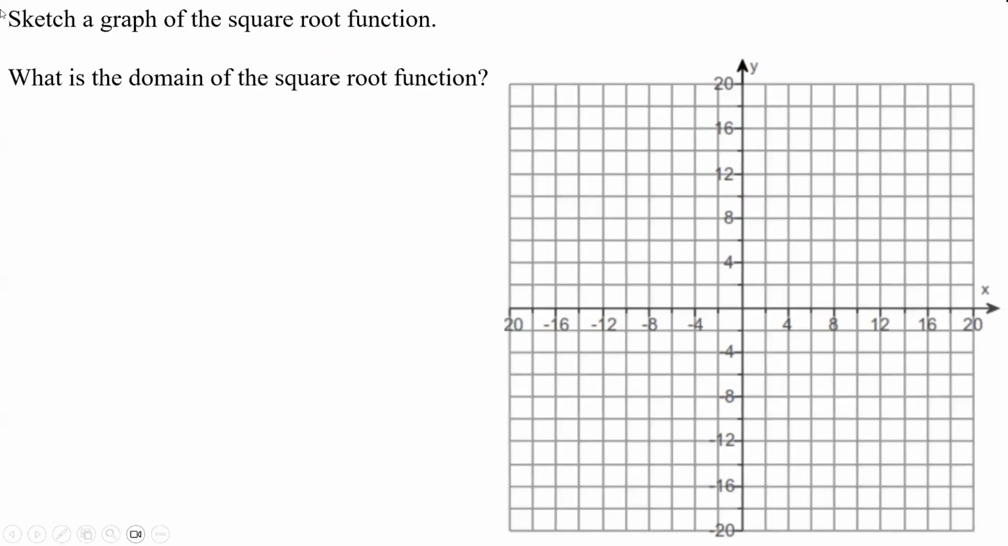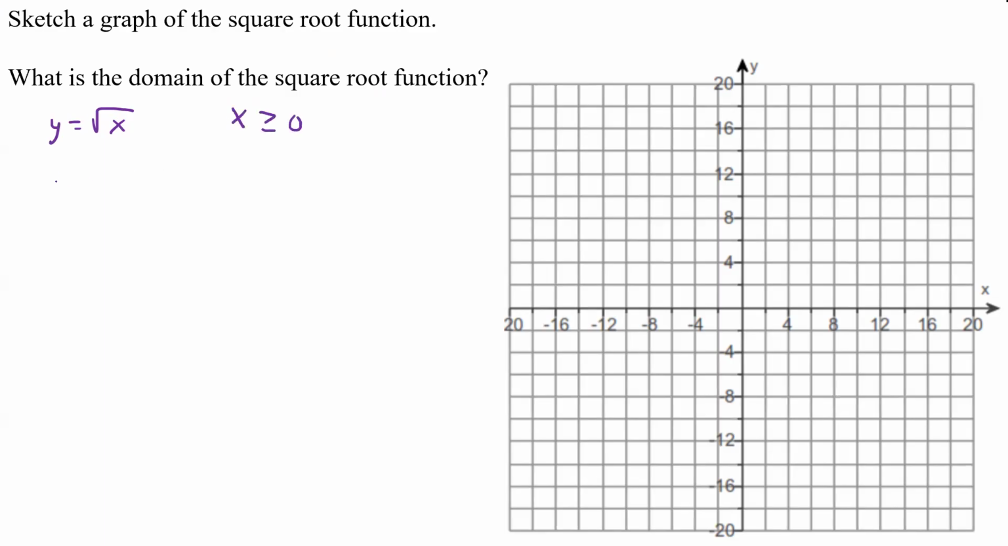All right, here we're supposed to sketch a graph of the square root function. So basically, we want to have y equals the square root of x. And now what is the domain of the square root function? All right, so let's graph it first. What do we know about x? Well, x has to be greater than or equal to 0.